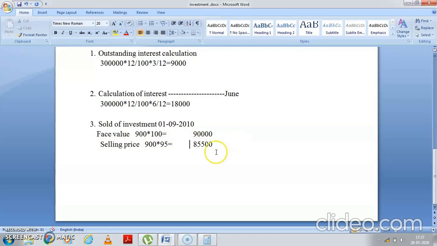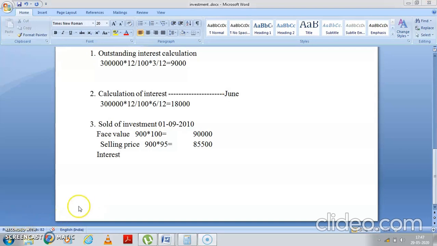Okay, students. Now, what is going to happen? You're going to find out interest. Always, whenever you're selling it, you're going to find out interest. Now tell me how you're going to calculate the interest. You're going to calculate the interest from where it has been. See, last you got the interest in the month of June. So your interest is pending from July, August, and on 1st September you sold it.